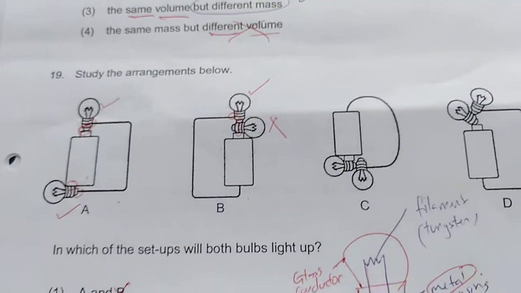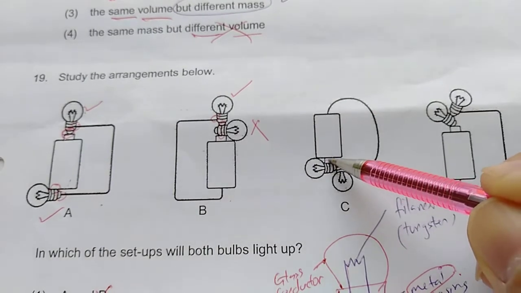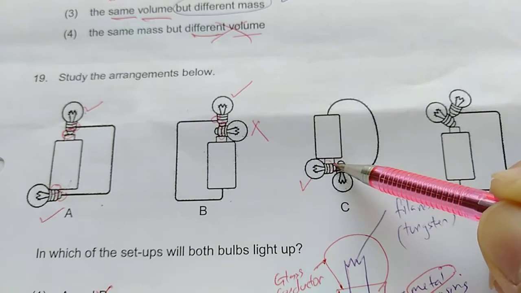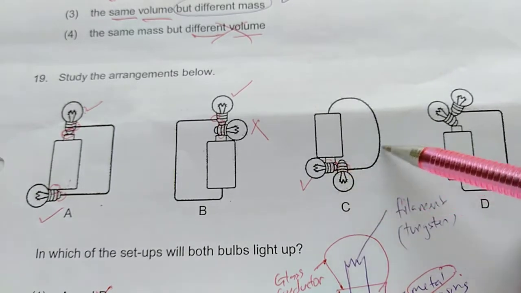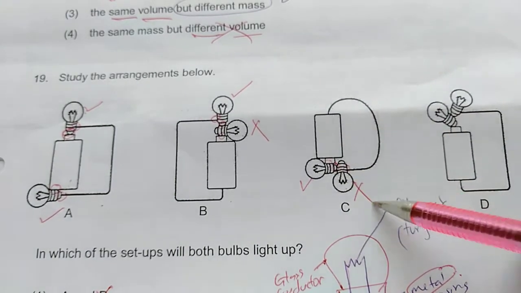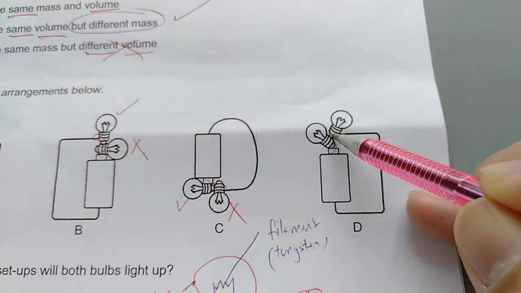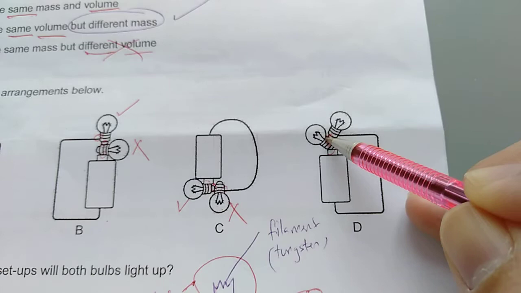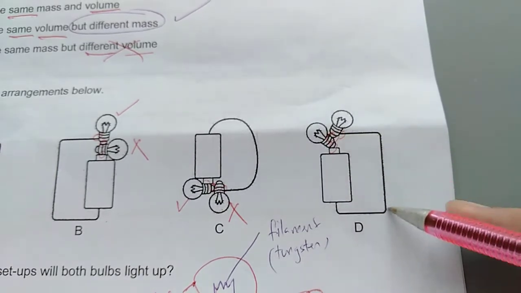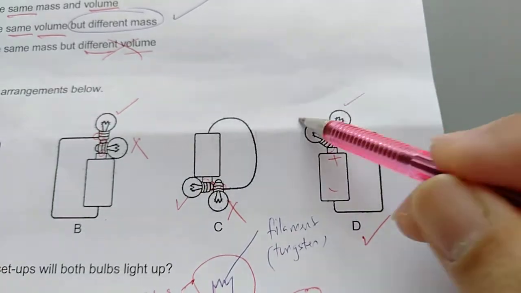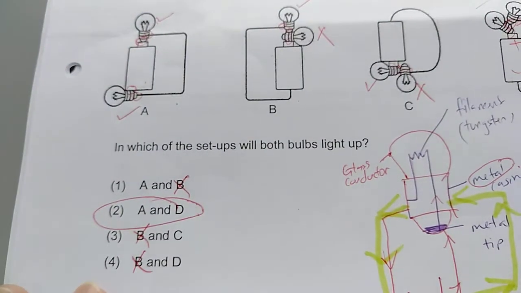Let's triple check. Touches metal casing, touches metal tip, this bulb lights up. Touches metal casing, touches metal casing, current can flow through, but this bulb does not light up. Touches metal tip, touches metal casing, touches metal tip, touches metal casing, current flows from plus to the minus. Yep, this one both will light up. So A and D is the answer.